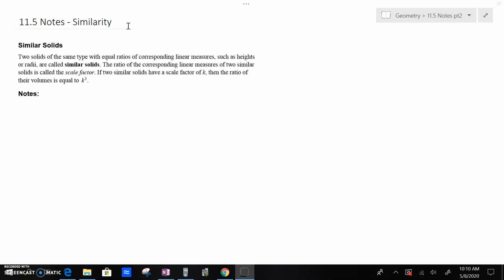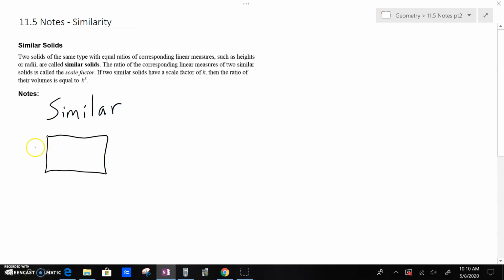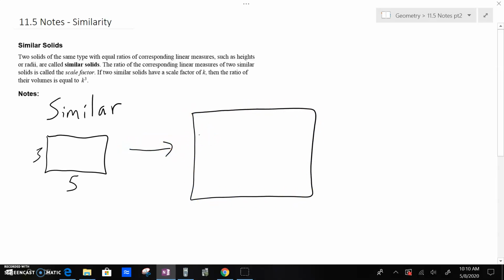To be similar means, let's say we have a rectangle with a 3 and a 5 for our length and width, and then we've got a bigger rectangle that is similar to it. For it to be similar, there's a scale factor that gets applied. Let's do a times 4 scale factor. It's a good enough number, one we can keep in our heads. 3 times 4 is 12. 5 times 4 is 20. So then you blow up each of the sides by that amount.